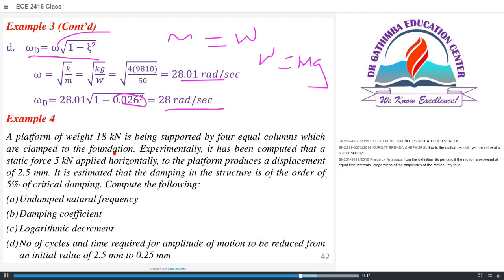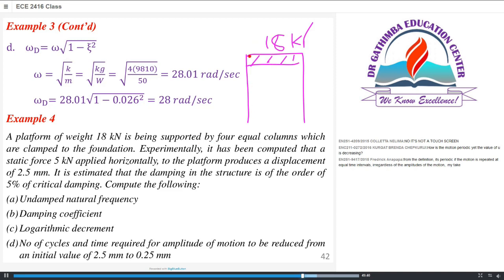So you have a platform which weighs 18 kilonewtons. It's supported by 4 equal columns. From one side, we can only see 2 columns, which are clamped at the foundation. Clamped tells you that this is a fixed support. From experiment, it has been noted that if you apply a force of 5 kilonewton, the displacement experienced is equal to 2.5 millimeter.